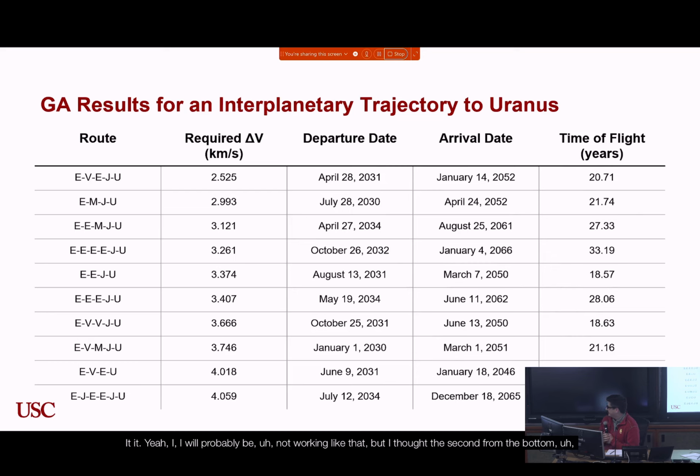But yeah, I thought the second from the bottom was pretty interesting because it's less than 15 years actually to get out to Uranus. That does look pretty promising. This is arriving, rendezvousing with Uranus, not a flyby, right? Yeah, so this would be the captures included.